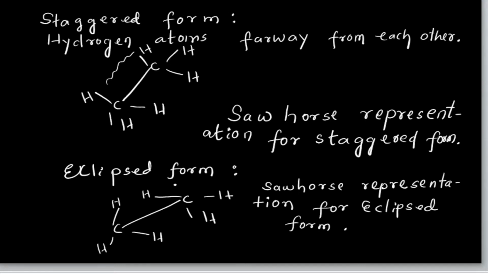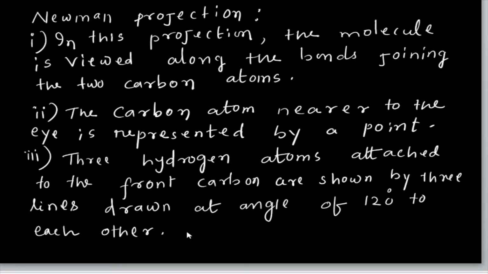Now the Sawhorse representation for the eclipsed form: it is also a straight line, with one carbon here and one carbon there. They are close to each other, that is called eclipsed form. Eclipsed form means they are close, so here you should write close to each other. And first this is the staggered form, far away. So remember, this is the Sawhorse projection, and then you will observe the Newman projection.